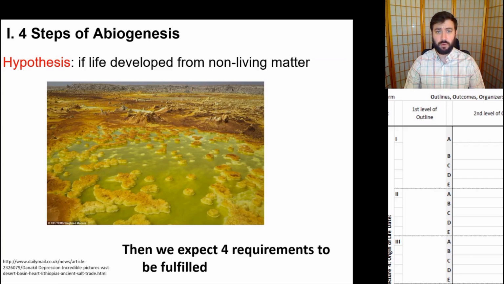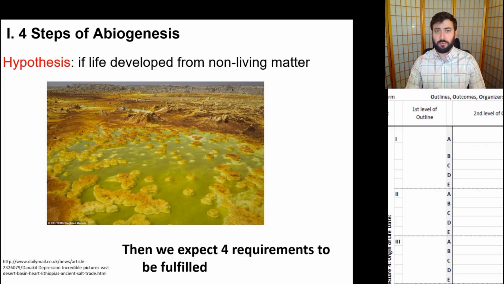Okay, let's dive into lecture 4.1. To start you off, this is a photograph of the Danakil Depression in Ethiopia. These are salt and sulfur formations and are very likely similar to the places where early life formed on Earth. The process in which life developed from non-living matter is what we call abiogenesis.